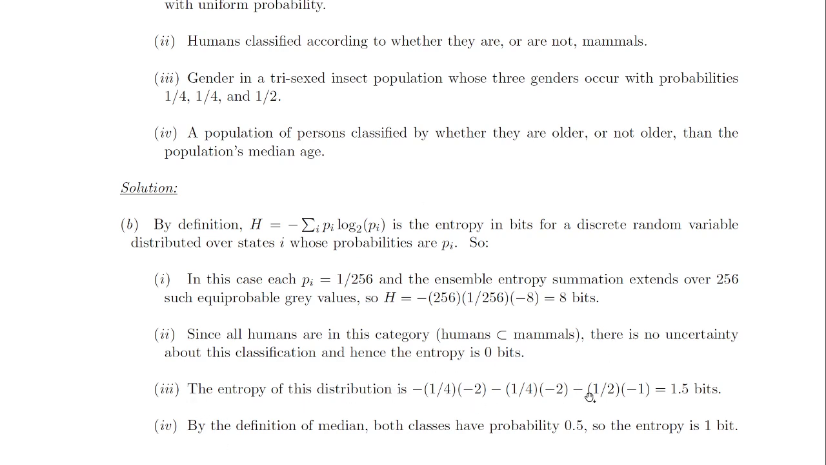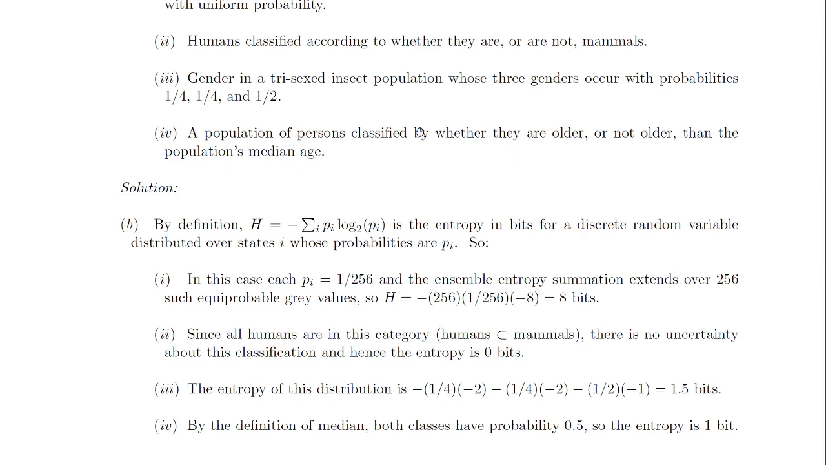Again, a straightforward application of the basic definition of entropy works out to 1.5 bits. And finally, the 4th subpart asks about a population of persons who are classified by whether they are older or not older than the population's median age. So again, as in the second earlier subpart, these are classifiers, and of course classifiers build clusters, and those clusters have probabilities of membership or frequency of membership, and therefore we can calculate their entropies.